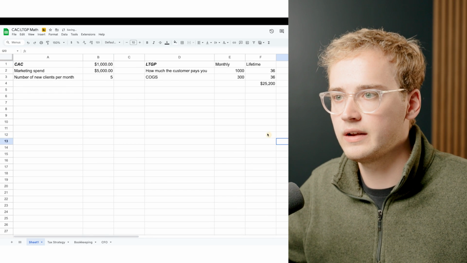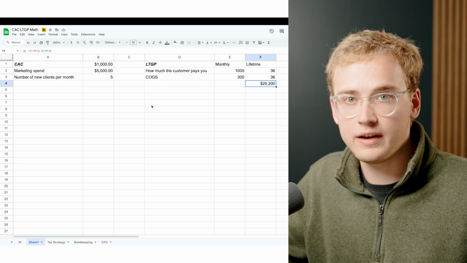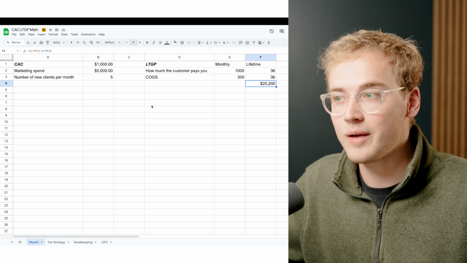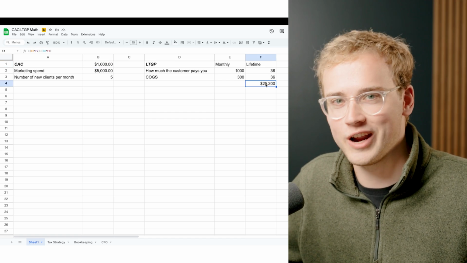So let's get rid of that. And I'm going to make $25,200 over the lifetime of this client, then that's a really good arbitrage. There's not many other things you could spend $1,000 into and get 25 grand back, right? Maybe some sort of crypto thing if you're into that.